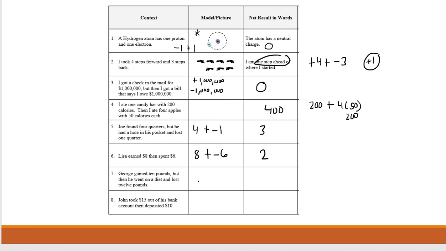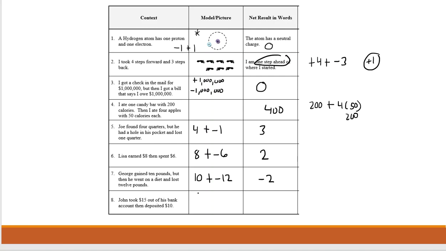George gained 10 pounds. Okay, so he's up 10. But then he went on a diet and he lost 12. So if he gained 10, but then he lost 12, when we combine these two, he's actually 2 pounds ahead. He's 2 pounds lighter than when he started. Okay, let's try one more.